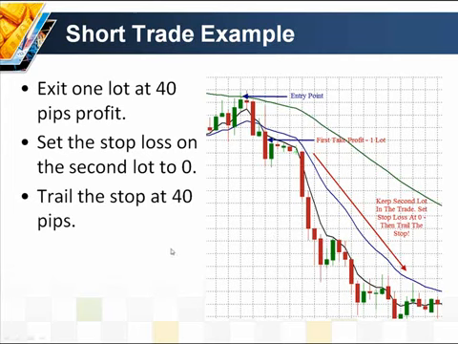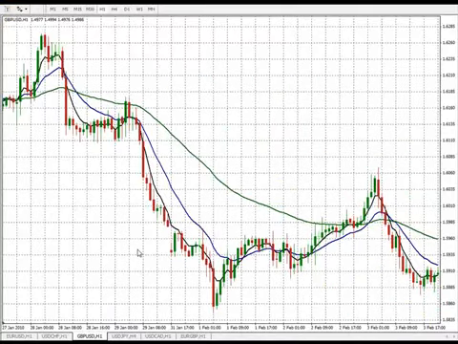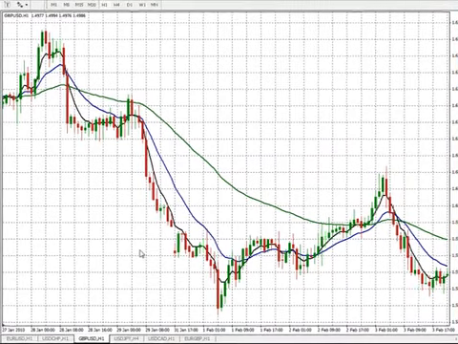Okay, and let's just move on to MetaTrader 4 and take a look at some real trade examples on the MetaTrader platform so you'll know better how to look for the entry points and to manage your trades as you're in them. Okay, let's take a look at a couple of example trades using short trades and this system.